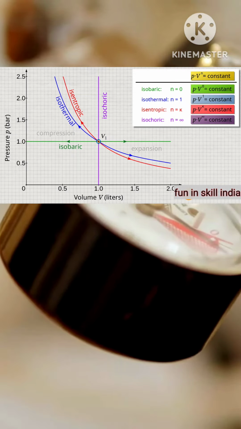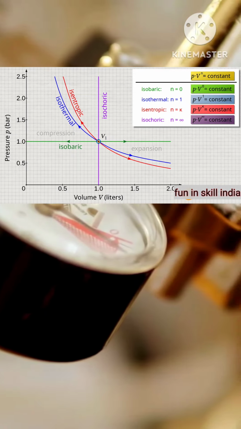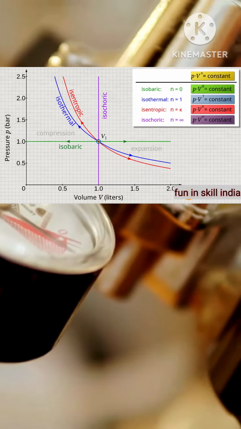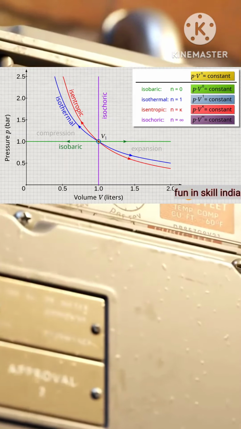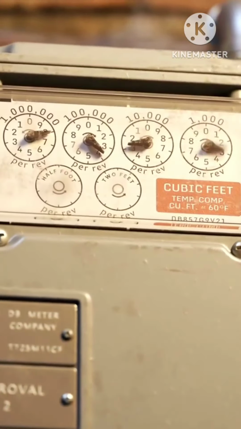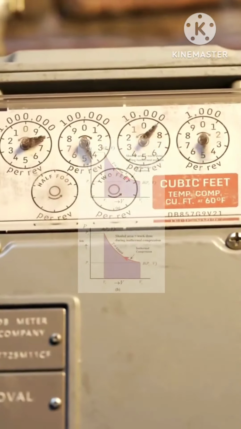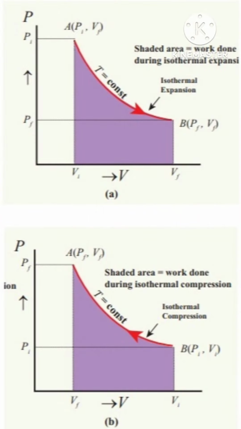A thermodynamic process is a series of changes in a system state, involving energy transfer as heat and work. These processes follow the laws of thermodynamics and can occur in different ways based on how heat, work, and internal energy interact. The first type is the isothermal process, where the temperature remains constant, meaning ΔT equals 0.